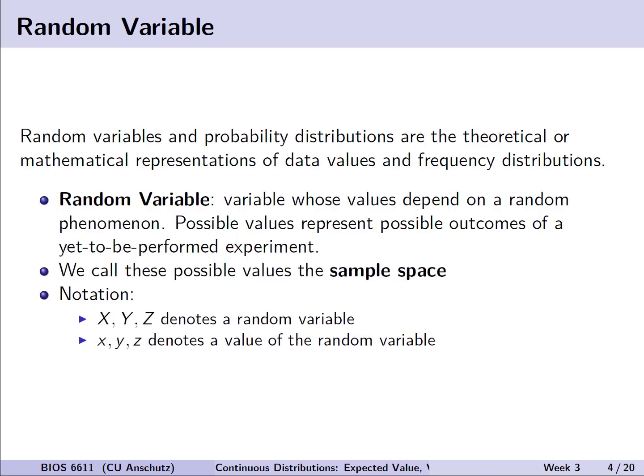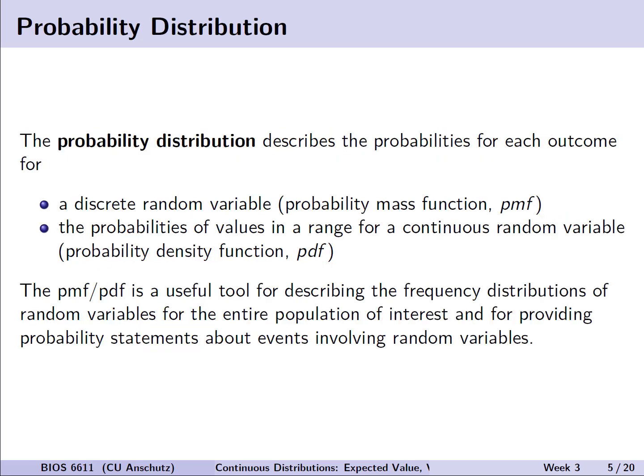So as we review from last week, random variables and probability distributions are the theoretical or mathematical representations of data values in the frequency distributions. So a random variable is some variable whose value depends on some random phenomenon or sampling. Possible values then represent the possible outcomes of some future yet to be performed experiment or sampling. We're going to call these possible values then the sample space, or things we could potentially observe. And like last week, capital letters will represent a random variable and lowercase letters will represent a realization or an observed value of the random variable.